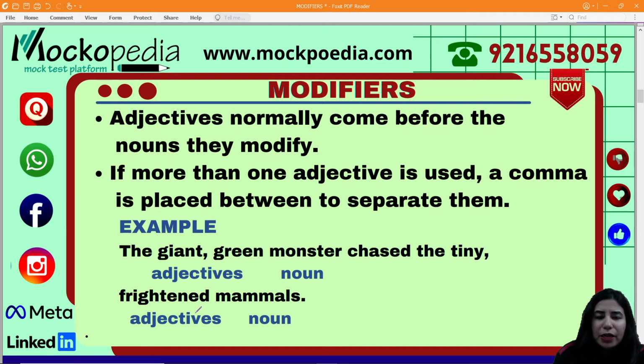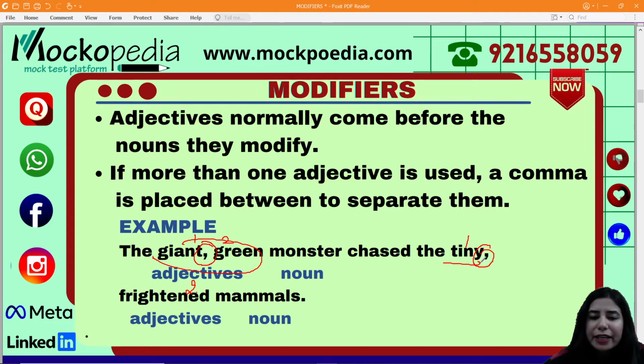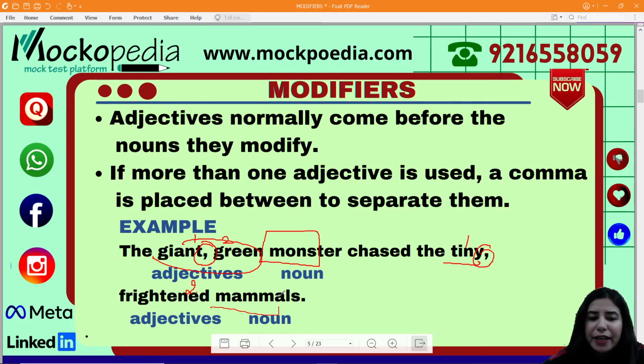Like you'll see in this particular sentence on the screen: The giant, green monster chased the tiny, frightened mammals. Are you able to see that giant and green are two adjectives, separated with the help of a comma? And here also, tiny and frightened are two adjectives, separated with the help of a comma, right? So giant and green help to explain how the monster is, and tiny and frightened explain the mammals, right? So I'm sure you're clear with the example. Let's move further.